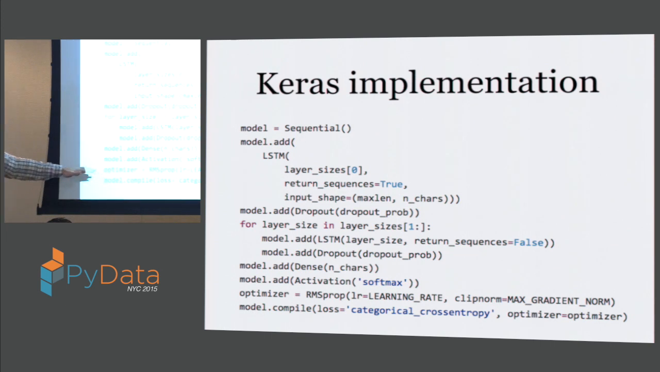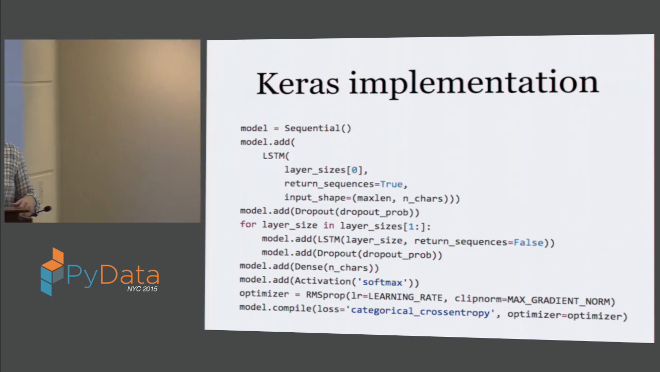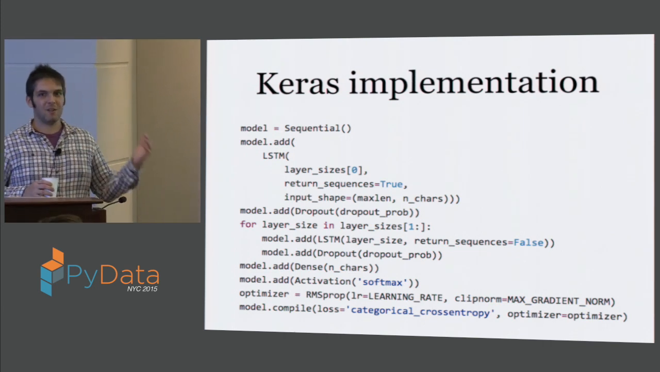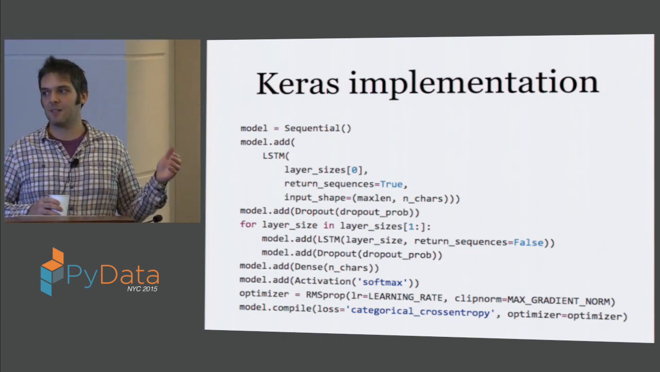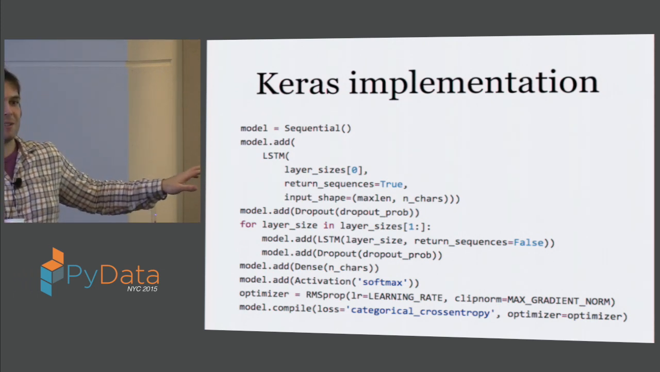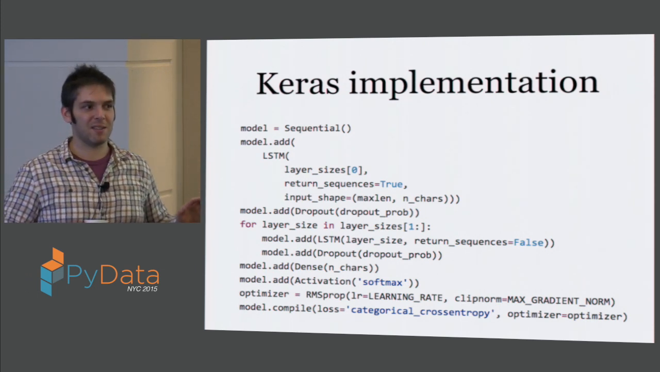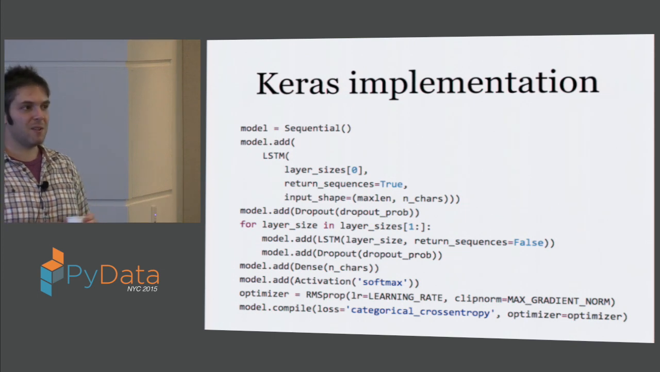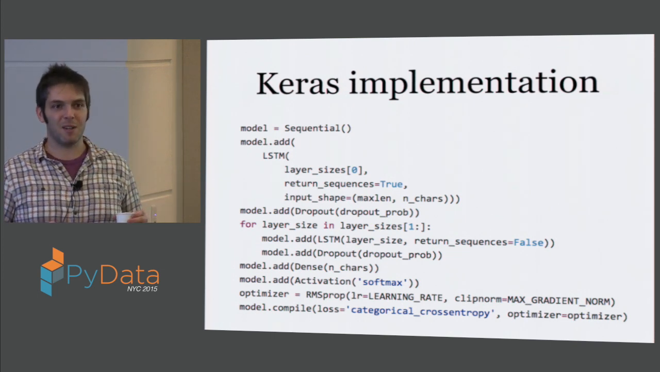And then train with RMSprop, which is a really good default. It's a sort of adaptive stochastic gradient descent. It's a little more stable than just regular gradient descent. And then for the loss at the bottom, you just say, I want categorical cross entropy, and it does the right thing. It makes an optimizer for you. So I think this is a very clean API. It's easy to play with.